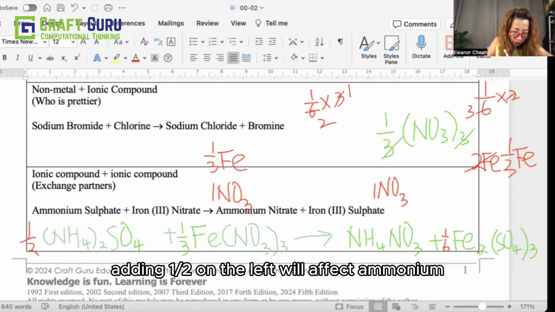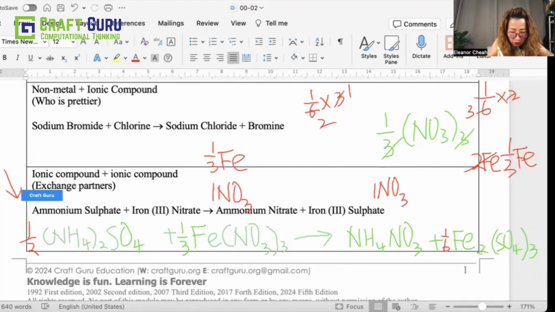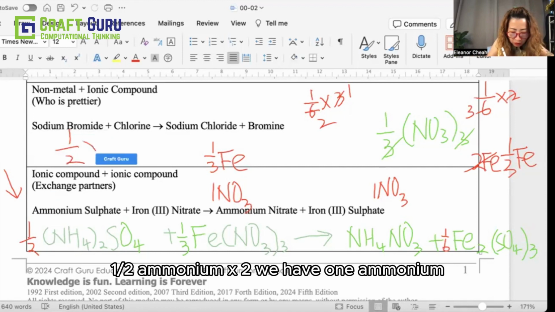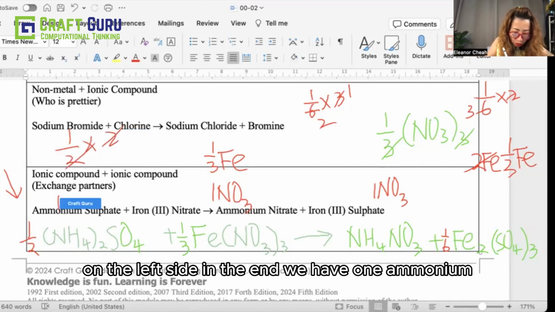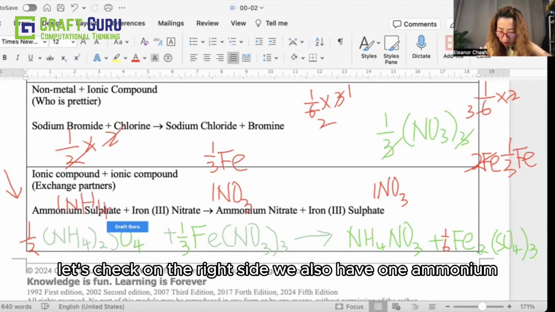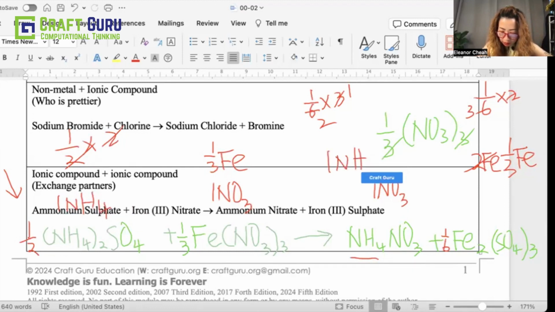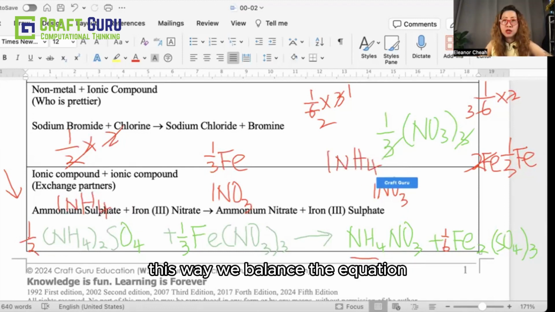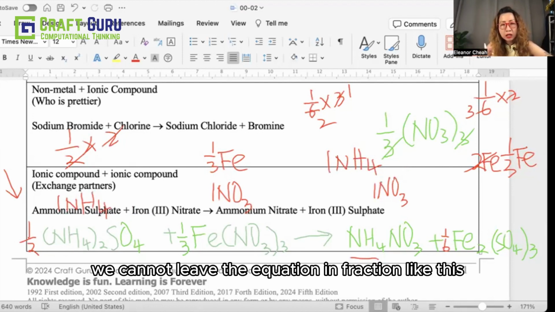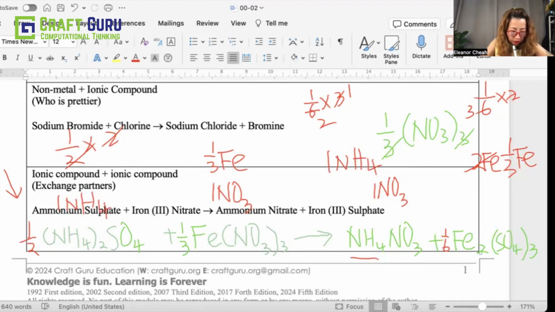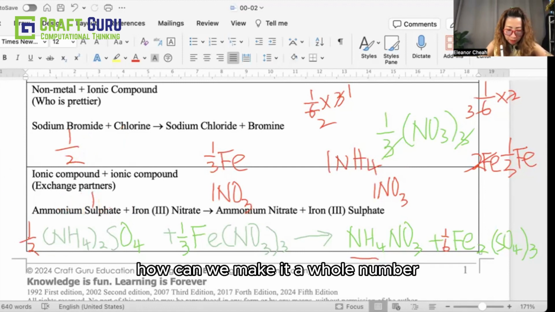So adding half on the left will affect ammonium. So half ammonium times 2, we have 1 ammonium. So on the left side, in the end, we have 1 ammonium. Let's check. On the right side, we also have 1 ammonium. This way, we balance the equation. Of course, we cannot leave the equation in fraction like this. How can we make it a whole number?